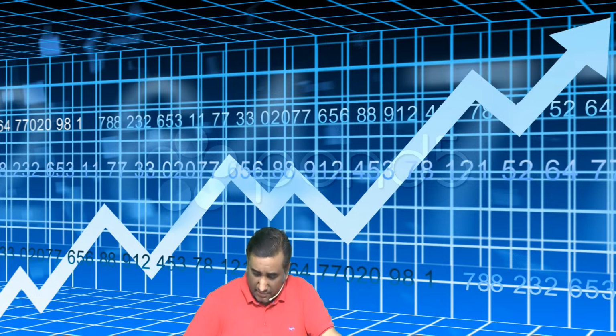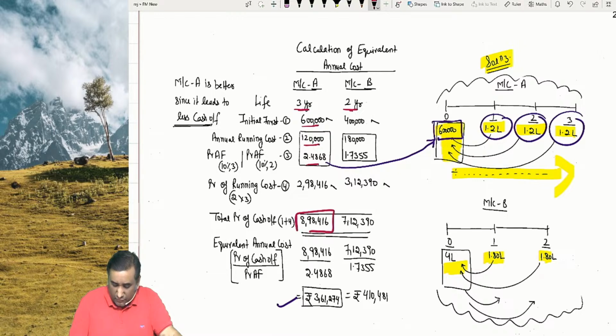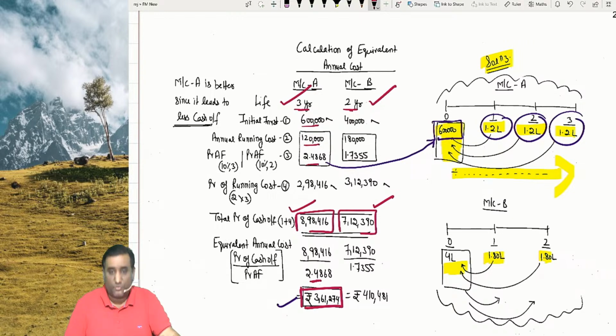If you recall back your junior classes, these type of questions were very common with you, in which one machine has a life of 3 years, another 2 years, with initial cost and running cost, and you calculate the present value of cash outflow. This cost is for how many years, sir? 3 years. This cost is how many years? 2 years. And when you divide by annuity factor, you get average cost.